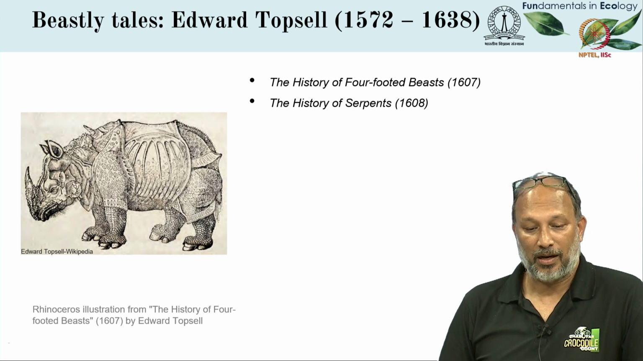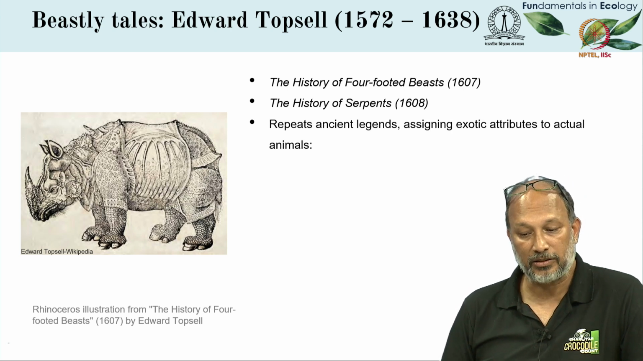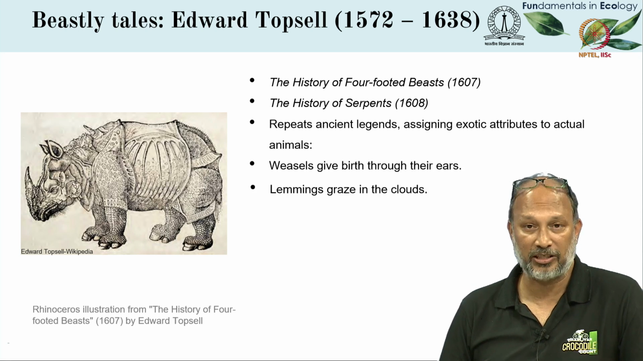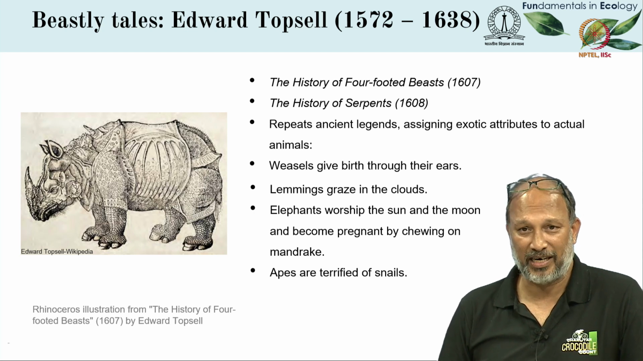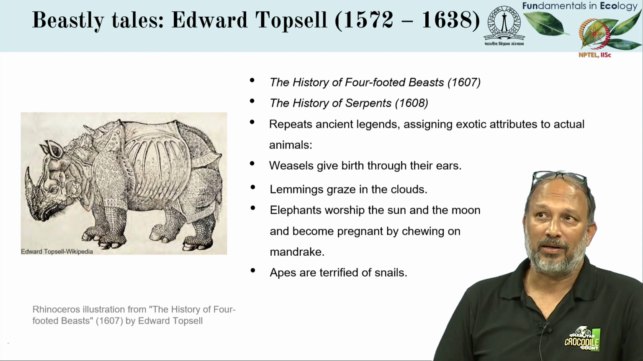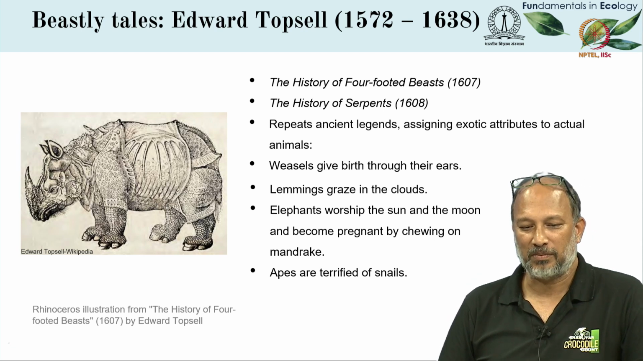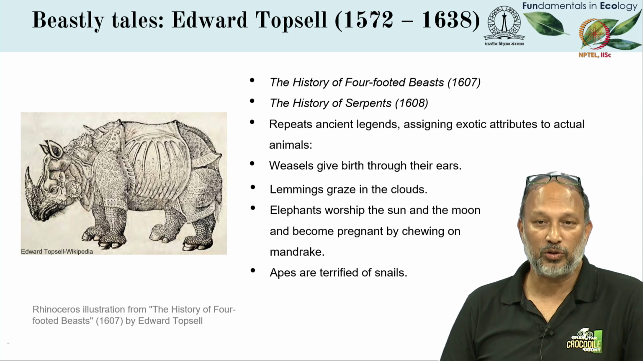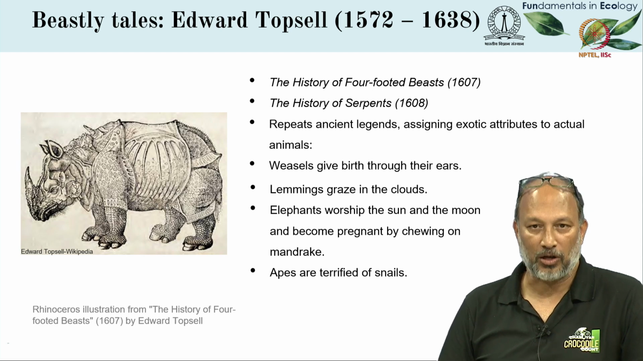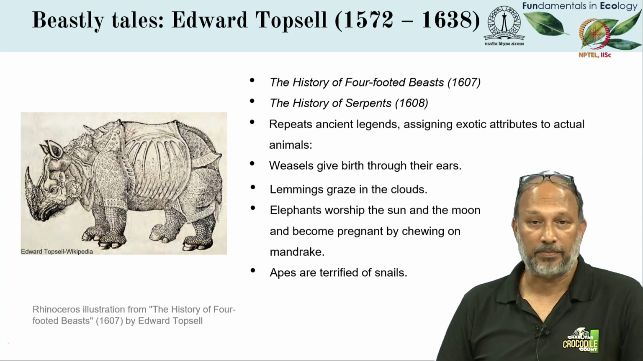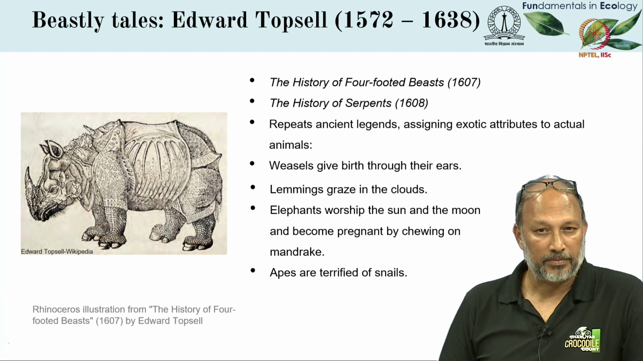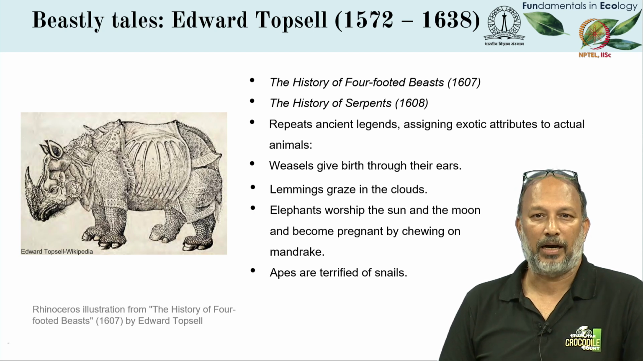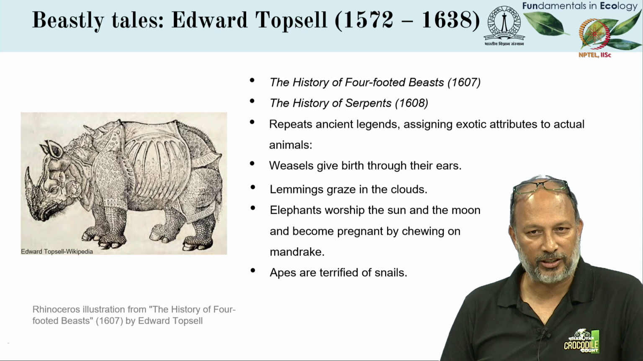In these books, he basically repeats ancient legends, assigning exotic attributes to actual animals, says things like weasels give birth through their ears, lemmings graze in the clouds, elephants worship the sun and moon and become pregnant by chewing on mandrake, apes are terrified of snails, and so on. So if we look back to before the 17th century, what was known about nature was A, based a lot on myth and legend, and B, did not have an objective system of classifying them or naming varieties, and most of it was done on the basis of their relationship to man.